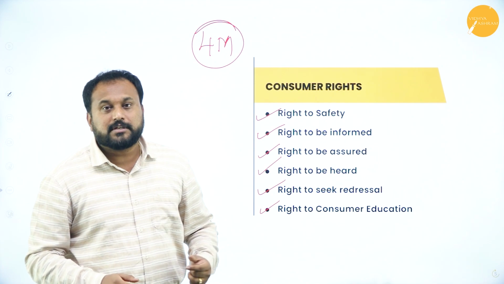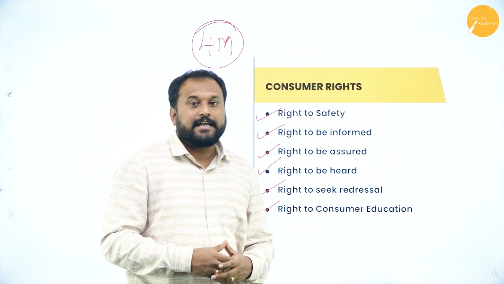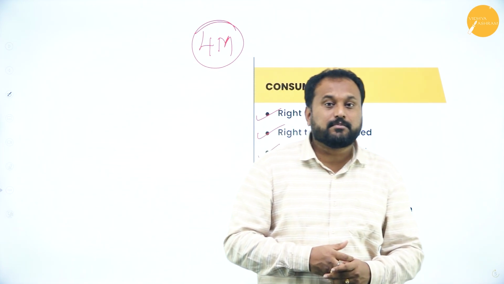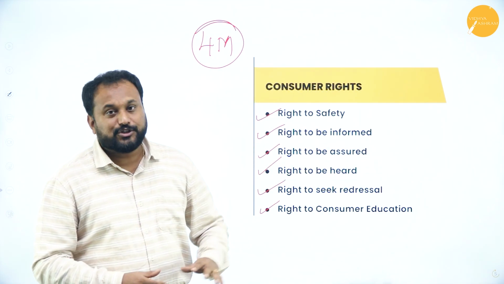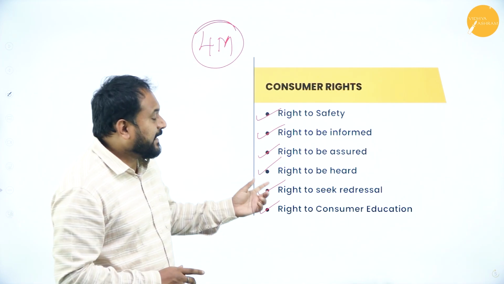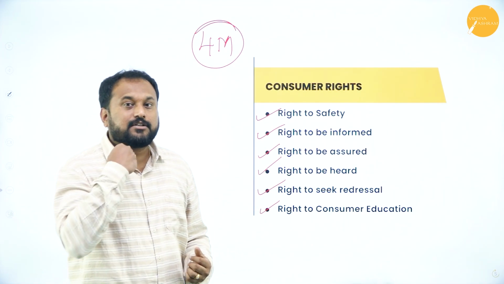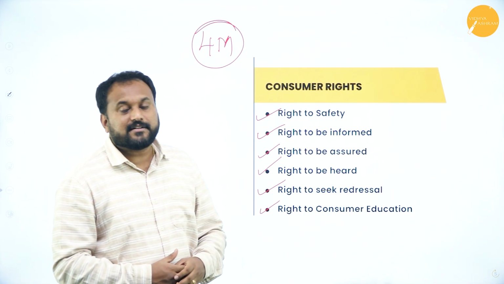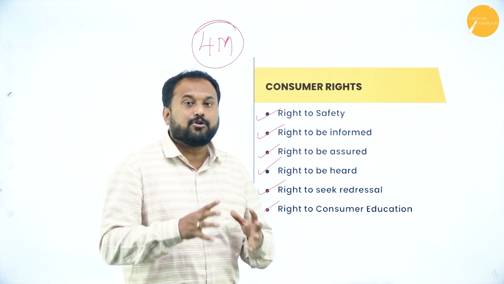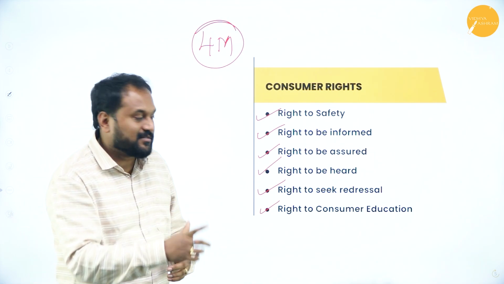Right to be informed. The person who is selling any kind of thing should inform us everything, and we can ask him n number of questions. Right to be assured. The assurance should be there. Right to be heard. When we are talking, they are supposed to hear us. That is our right. Right to seek redressal. If any problem happens, we can actually go for redressal.